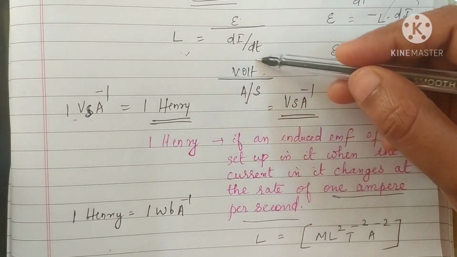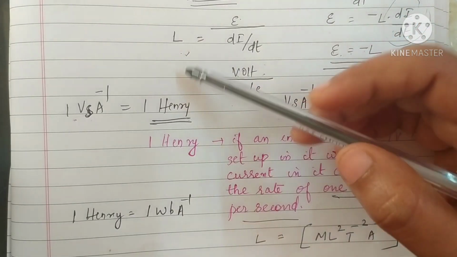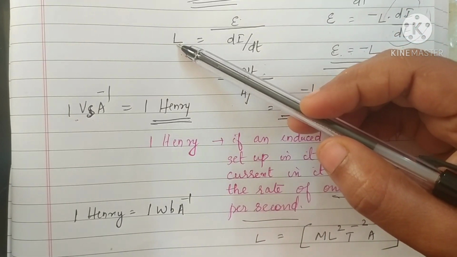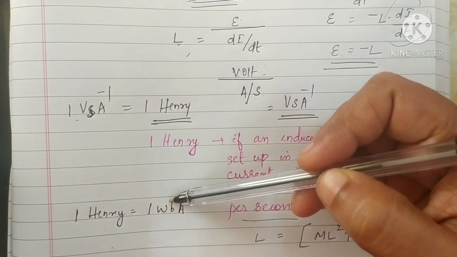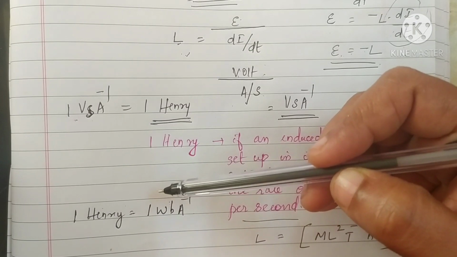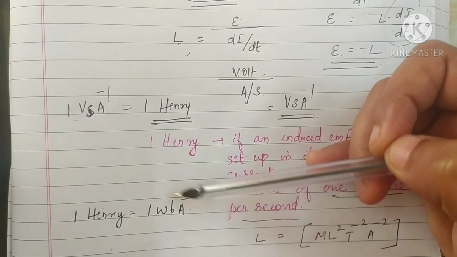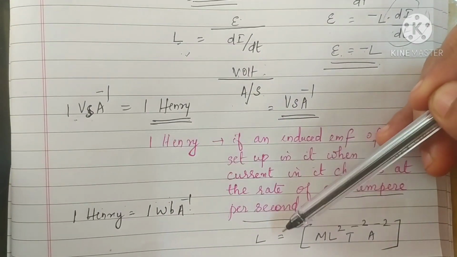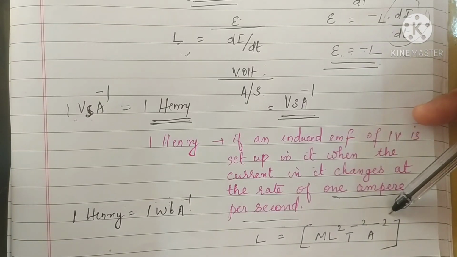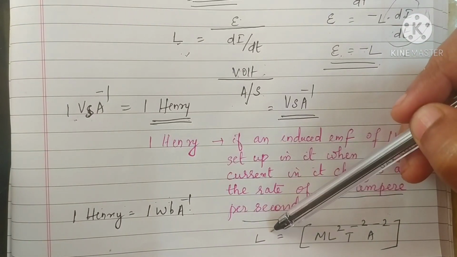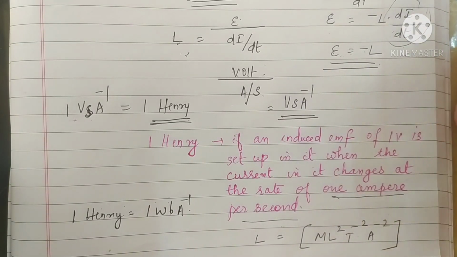Induced EMF is 1 volt and current changes at the rate of 1 ampere per second, then the self-inductance is 1 Henry. Also 1 Henry is 1 Weber per ampere. Weber you have seen, the unit of flux. So 1 Weber per ampere is also the unit of self-inductance. The dimension of self-inductance is M L squared T raised to minus 2 A raised to minus 2.